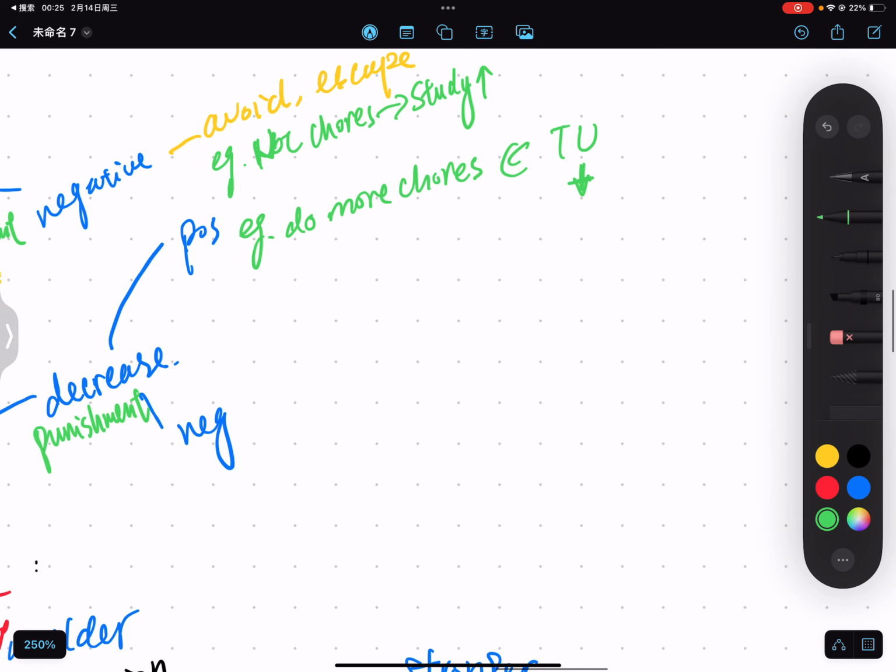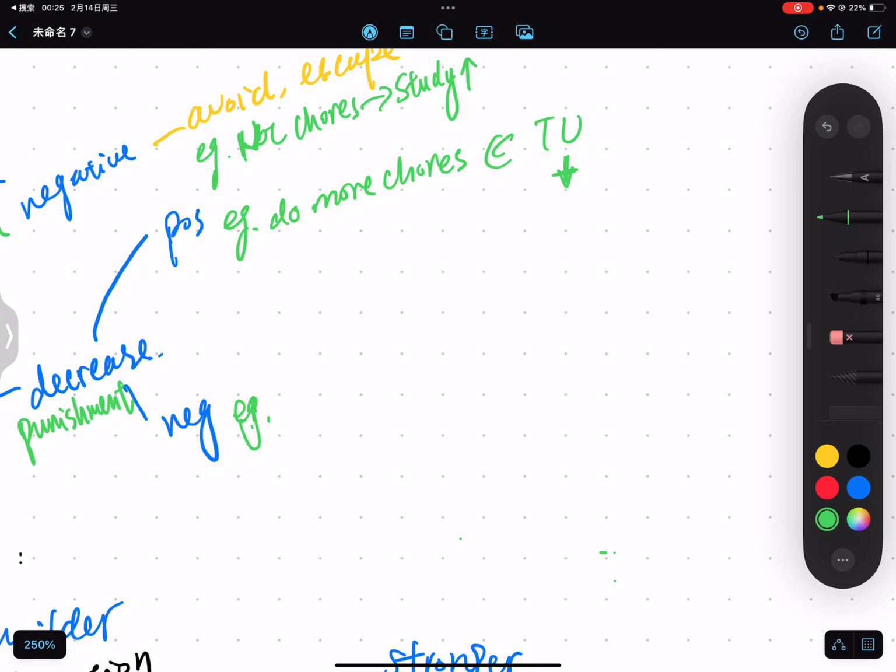And the final thing is negative punishment. Negative punishment removes something desirable, like the rat presses a bar and there's no food, so the behavior will decrease. Also, the last example: your mom told you if you use the iPad too much, she will take away the iPad.